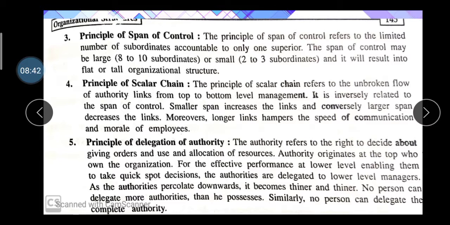Then principle of scalar chain. The principle of scalar chain refers to the unbroken flow of authority linked from the top to bottom level management. So it's inversely related to the span of control. So a smaller span of control increases the link, and conversely a larger span of control decreases the link. Moreover, a longer link hampers the speed of the communication and the morale of the employees. So a scalar chain always creates the flow of the command.